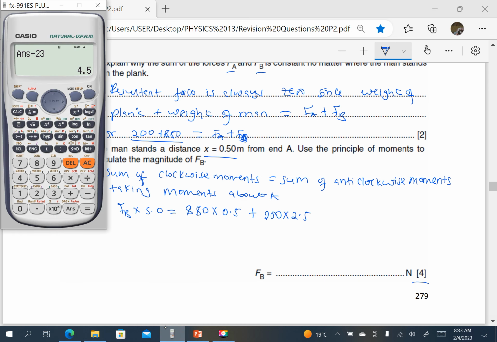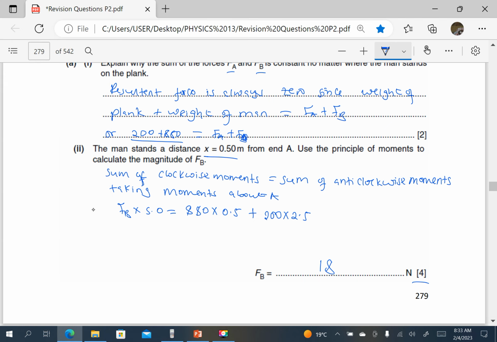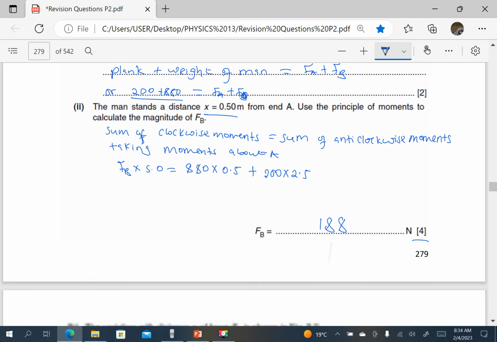So we check with our calculator. 200 times 2.5 plus 880 times 0.5, then we divide this by 5. That is 188. So the force Fb is 188 newtons.